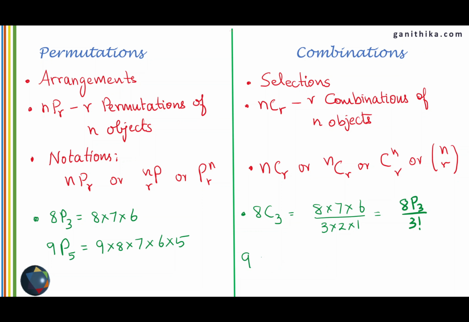So pause the video and find 9C5. So starting from 9, 5 numbers, and the denominator will be 5 factorial. Therefore 9P5 over 5 factorial is 9C5. You can use your calculator and find the actual number for these things.